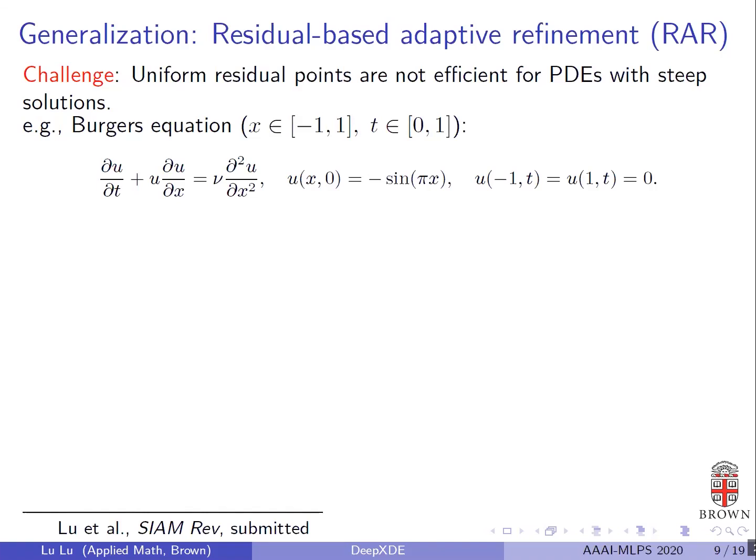For example, let's consider Burgers' equation. The solution of Burgers' equation is very sharp around the point x equal to 0. Then if we use uniform points, we need lots of points to achieve really good accuracy. So it's computationally not efficient. Here we propose a new method such that we can efficiently use fewer training points to achieve a relatively good error. The method that we propose is called residual-based adaptive refinement.